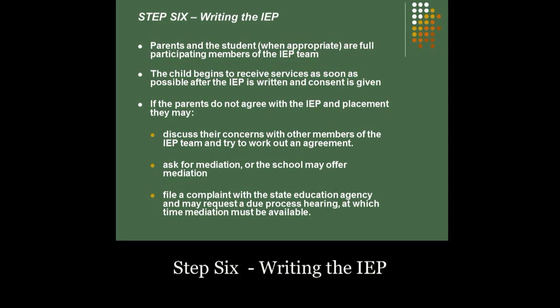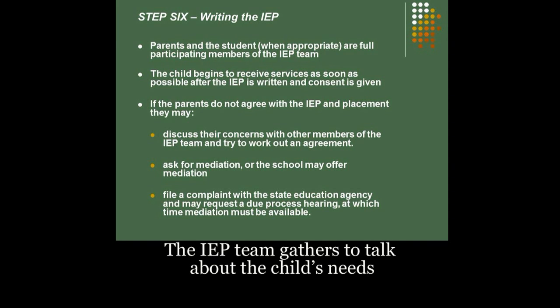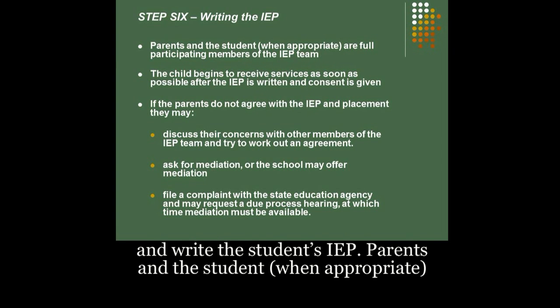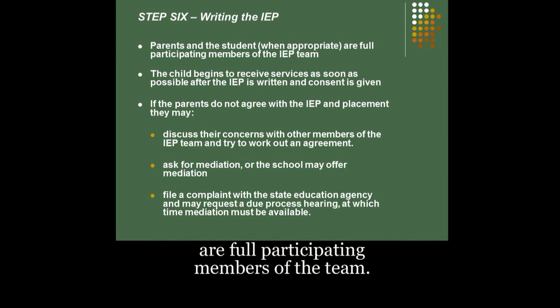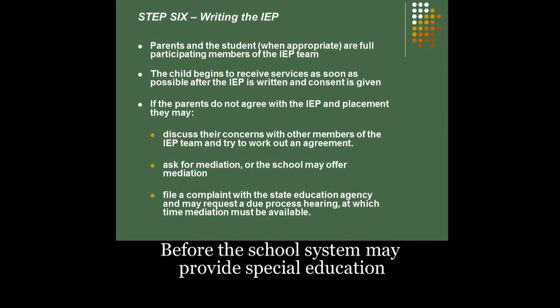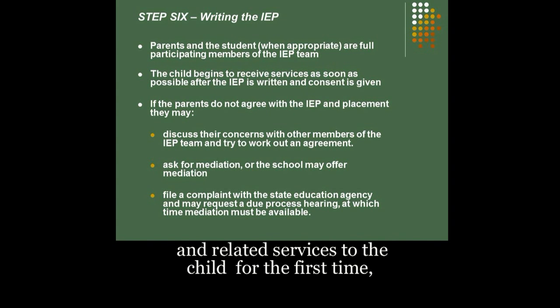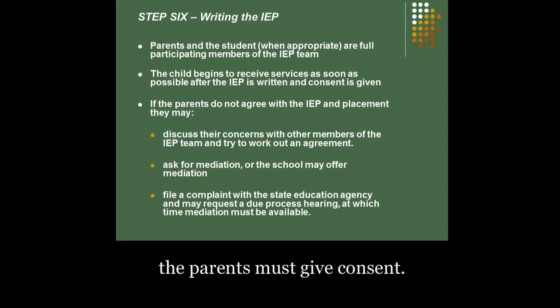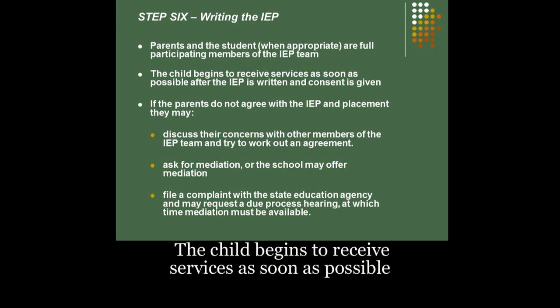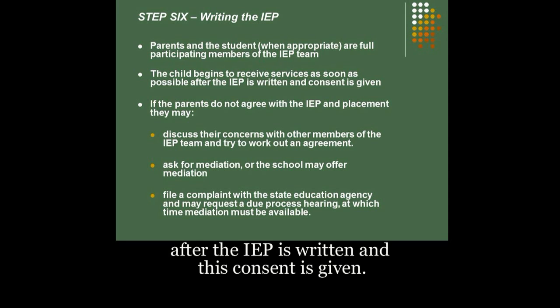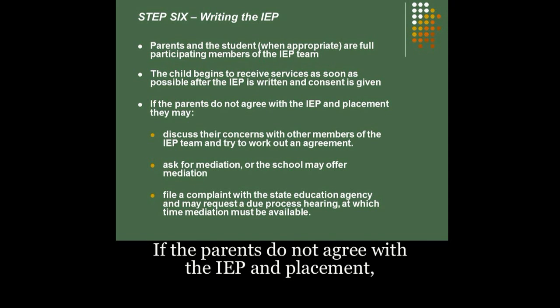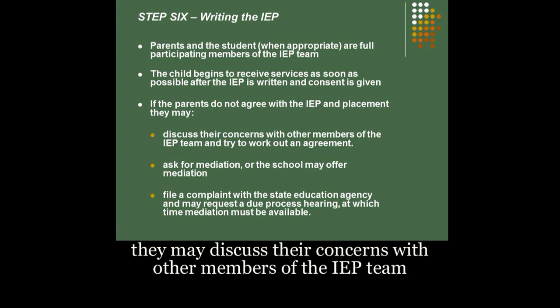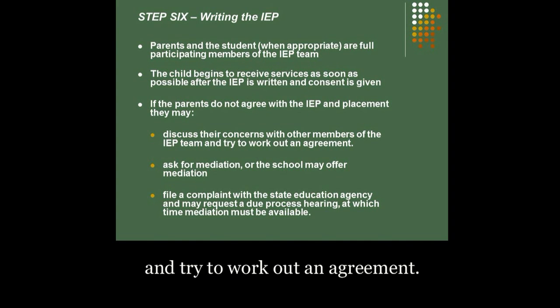Step 6. Writing the IEP. The IEP team gathers to talk about the child's needs and write the student's IEP. Parents and the student, when appropriate, are full participating members of the team. Before the school system may provide special education and related services to the child for the first time, the parents must give consent. The child begins to receive services as soon as possible after the IEP is written and this consent is given. If the parents do not agree with the IEP and placement, they may discuss their concerns with other members of the IEP team and try to work out an agreement.